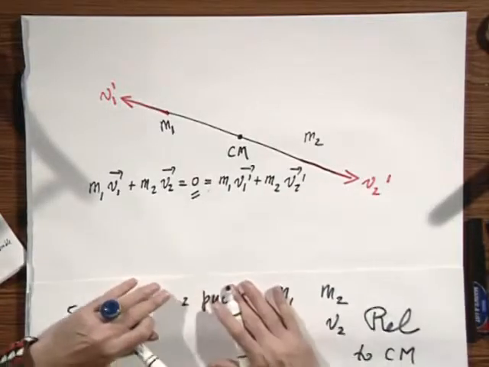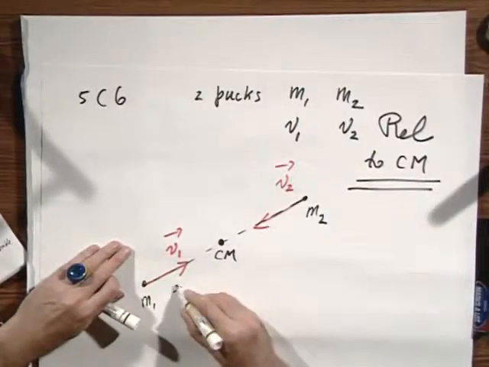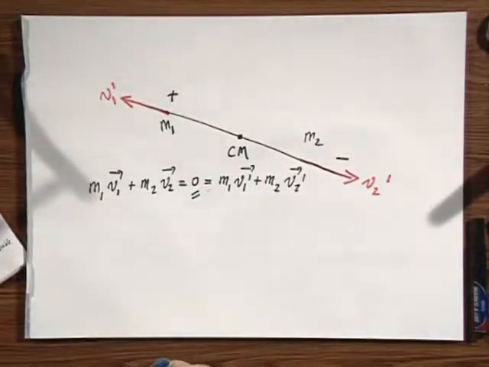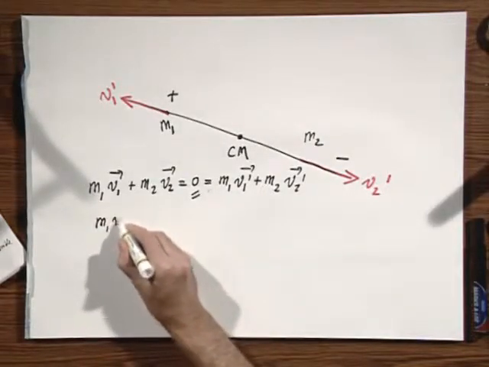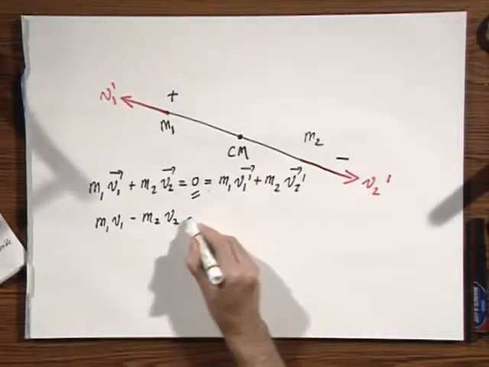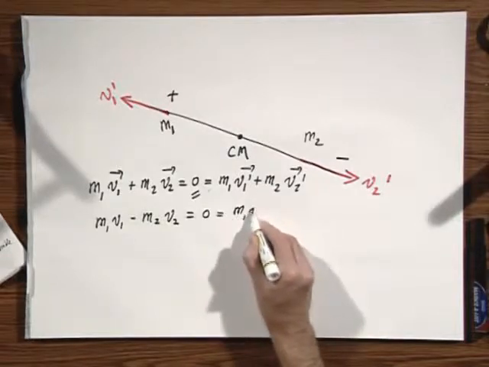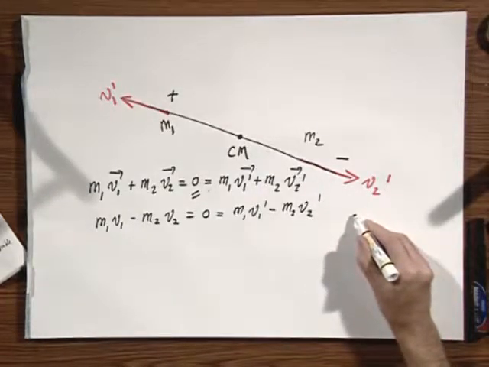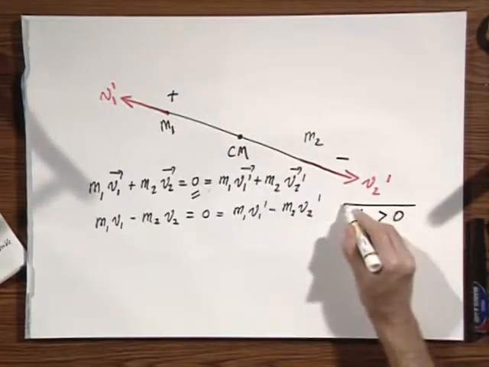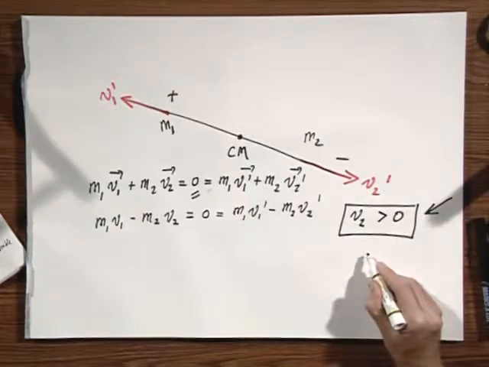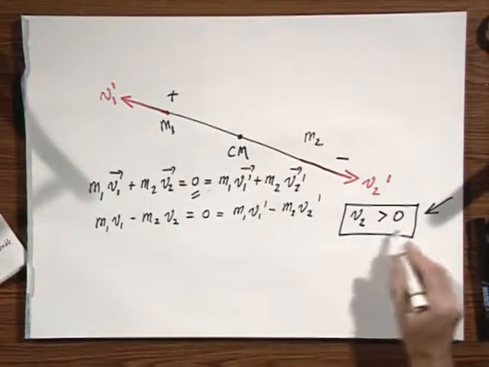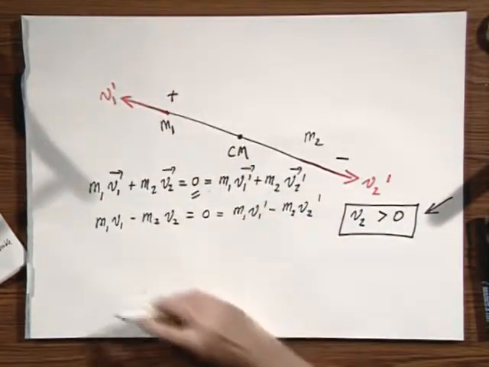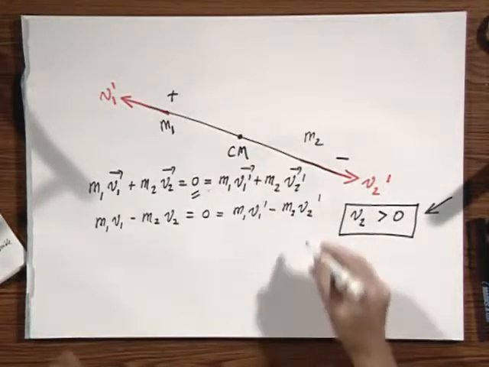I can introduce a sign convention. I've done that before. I call this plus, I call this negative, and let me call this plus, and let me call this negative. And when I do that, I can rewrite this as M1 V1 minus M2 V2, that is 0, and that is M1 V1 prime minus M2 V2 prime. Remember, when you solve this, that V2 is larger than 0. It is the speed, but I already know that it is coming in like that. Keep that in mind. All these numbers will be positive, but the direction is non-negotiable. The direction of this one will be in this direction, and the direction of this one will be in this direction. Can I solve for V1 prime and V2 prime?